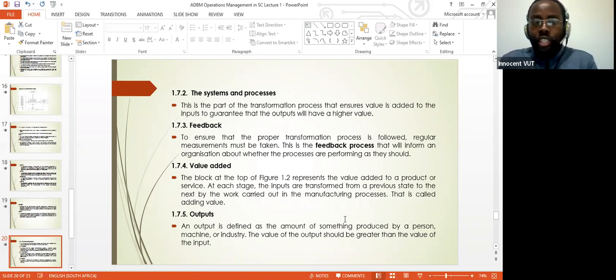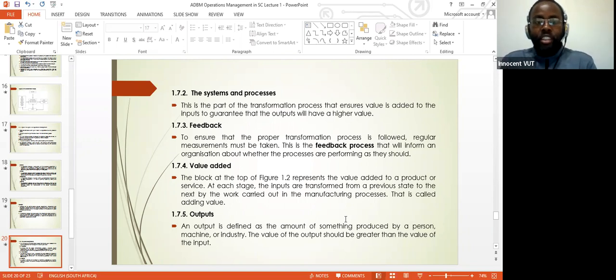At each stage, the inputs are transformed from a previous state to the next by the work carried out in the manufacturing process. That is called adding value. So at each stage, value is added. So we are saying at each stage, inputs gain value as compared to the previous stage. They gain value until we have a tangible output.